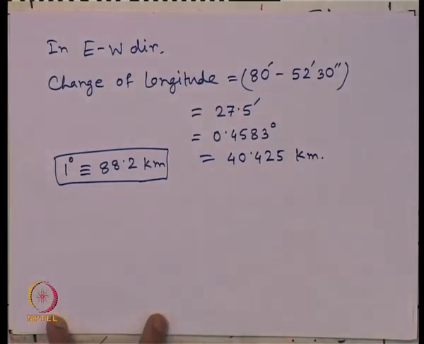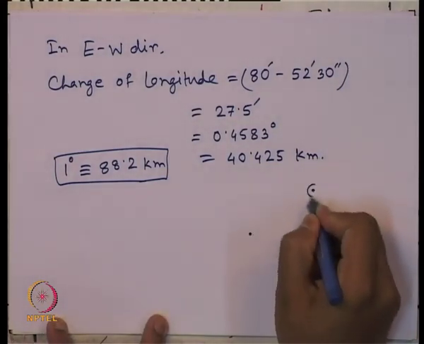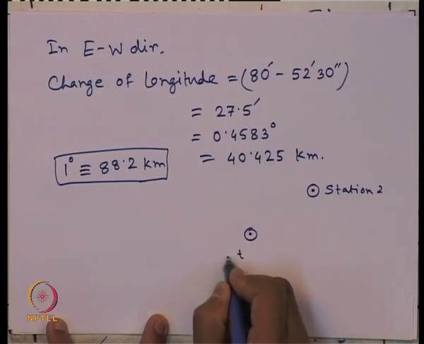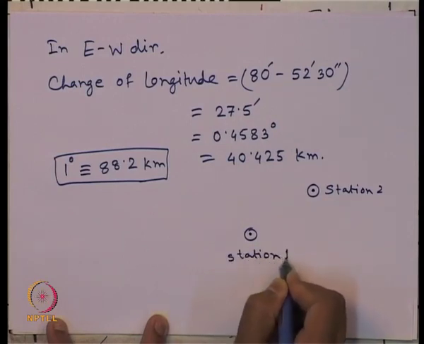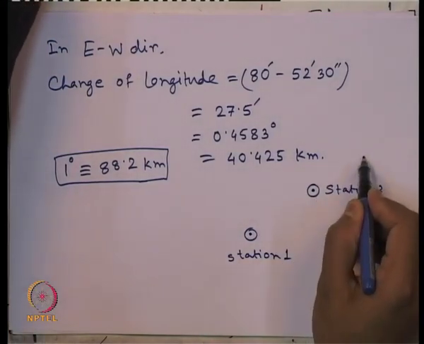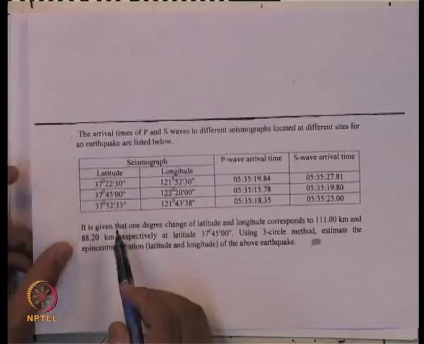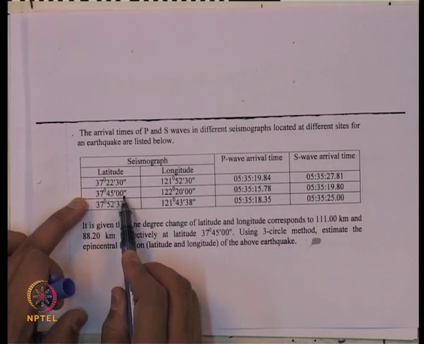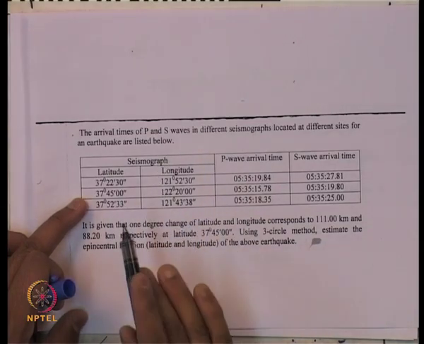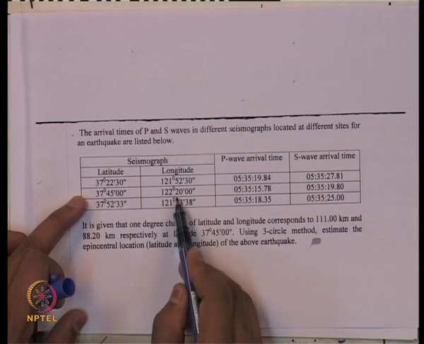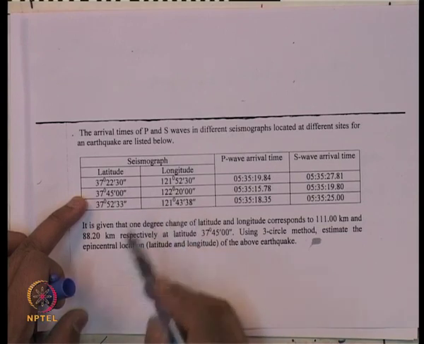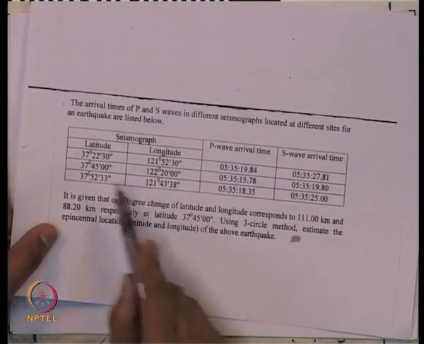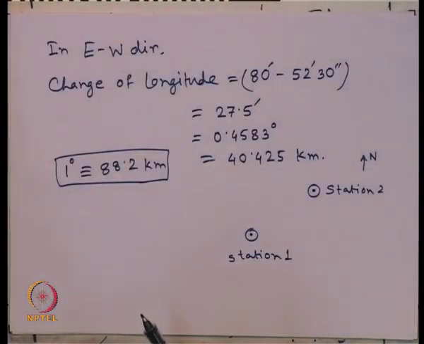So, if station 2 is located here, station 1 will be somewhere here. Why is it so? Because if we take this as the north direction, from the values of the latitude and longitude, we can see seismograph station number 2 is on the higher latitude, that is, towards the north of seismograph station 1, and its longitude is on the eastern side of seismograph station 1. So, station 1 should be at the west of seismograph station 2. You have to see this very carefully and then you can put the distance.